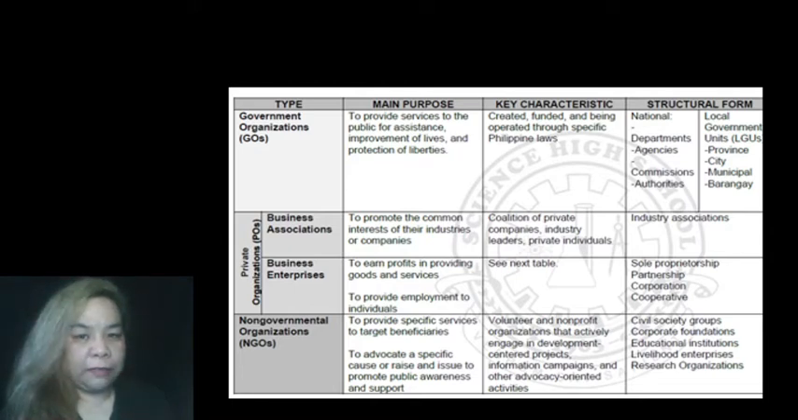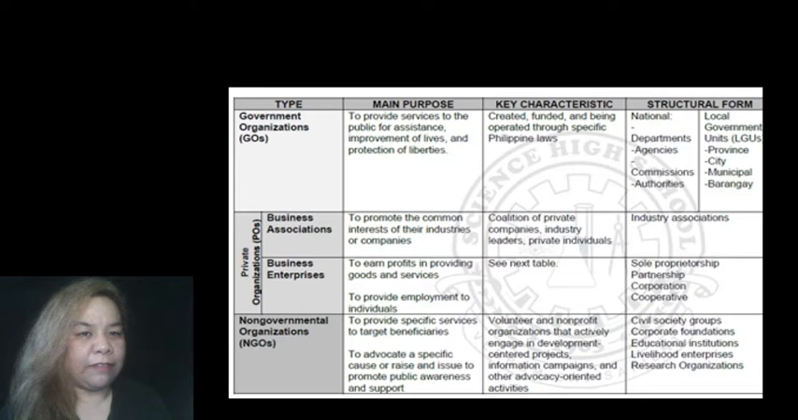The table presented to you now summarizes the types of organizations based on main purpose, including their corresponding key characteristics and structural forms. So the first type is government organizations. They provide services to the public for assistance, improvement of lives, and protection of liberties. They are created, funded, and being operated through specific Philippine laws. We have two forms, national and local government units.